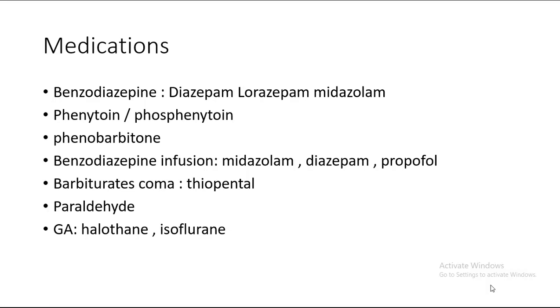And check some investigations. We have to start the benzodiazepine, either diazepam, lorazepam, or midazolam, followed by phenytoin or fosphenytoin. If we fail to stop the seizure, then we have to proceed to phenobarbital. If there is failure, we have to proceed to benzodiazepine infusion, midazolam, diazepam, propofol, then barbiturates like thiopental, then paraldehyde, then general anesthesia.